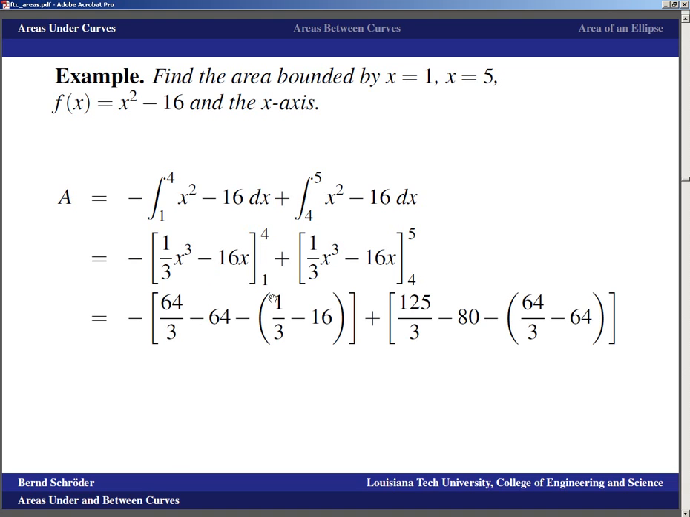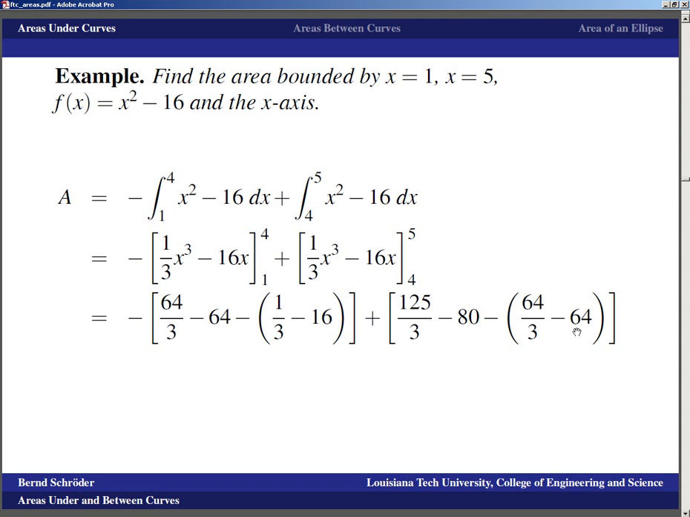Minus, now again, bookkeeping. Make sure you keep your parentheses around the stuff that you subtract. 1/3 minus 1 is 1/3. 16 minus 16 times 1 is minus 16. Close the parentheses. First term taken care of. Keep the big parentheses. 5 cubed is 125, so we get 125 over 3. 5 times 16 is 80, so minus 80. Minus, keep the parentheses, so you're subtracting off the stuff on the lower bound. Well, 4 cubed is 64. 64 over 3 minus 4 times 16, which is 64.